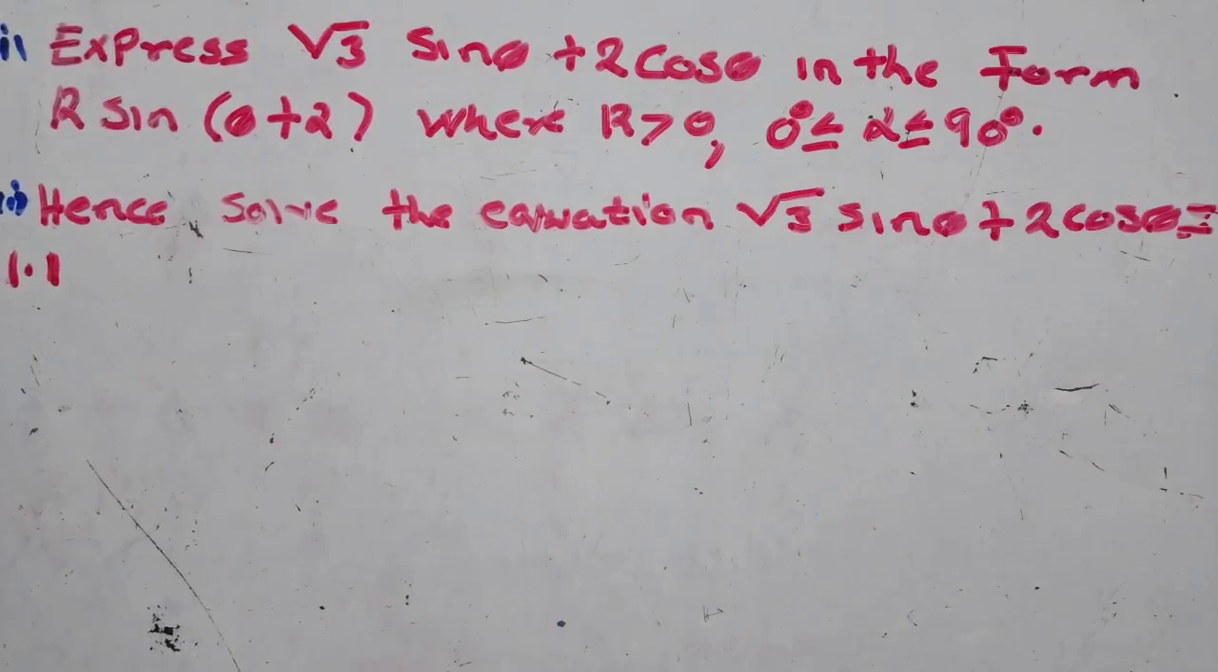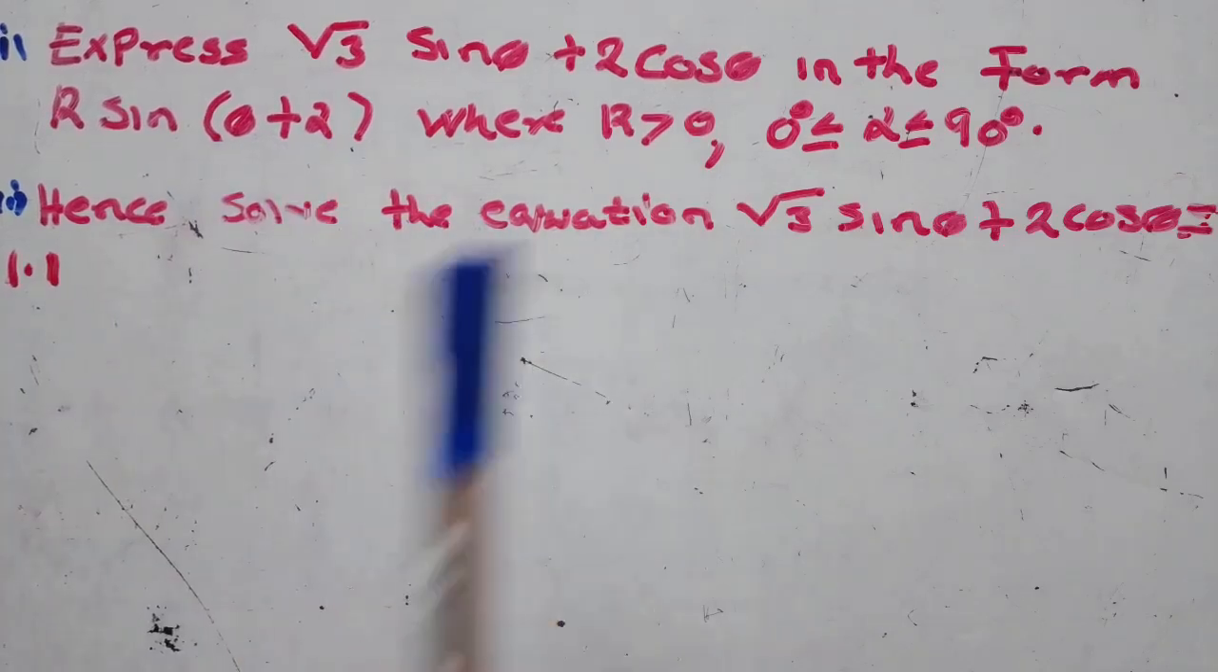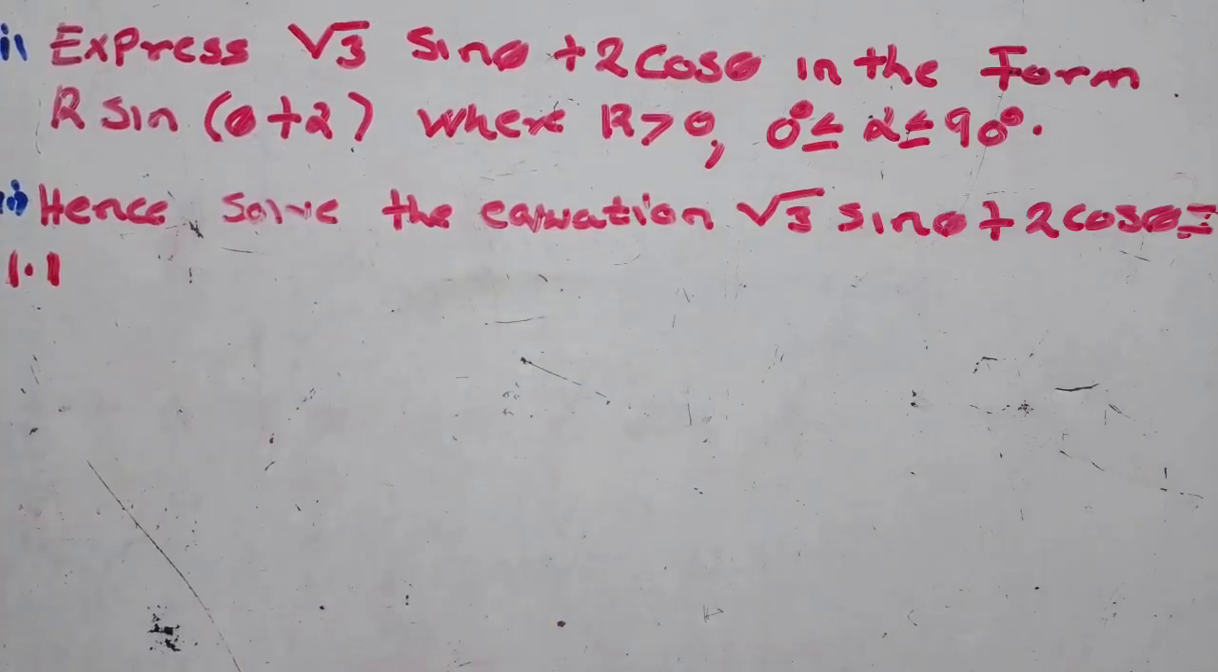It shouldn't exceed 90 degrees. So I'm just going to repeat the question first so that we clearly understand it. The question says, express root 3 sine theta plus 2 cos theta in the form r sine open brackets theta plus acute, where r is greater than 0, and acute is greater than or equal to 0 and less than or equal to 90 degrees.